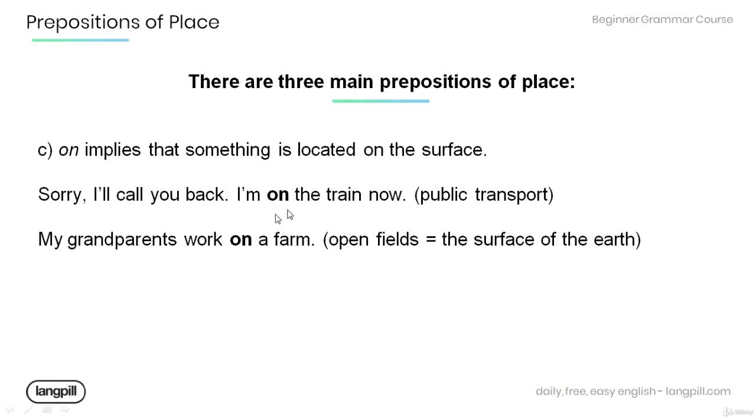Again, the preposition of place on implies where I'm located. Public transport. My grandparents work on a farm. The preposition of place on in the sentence implies where my grandparents are located, which is on an open field, the surface of the earth.